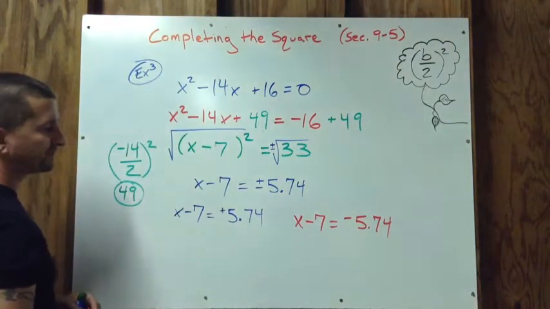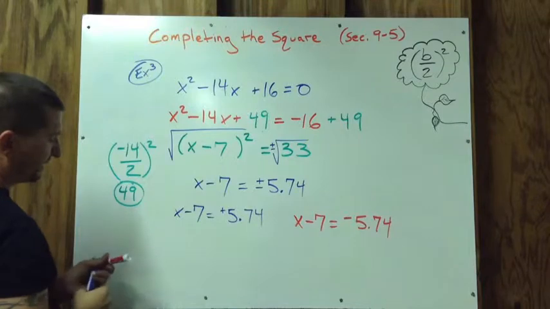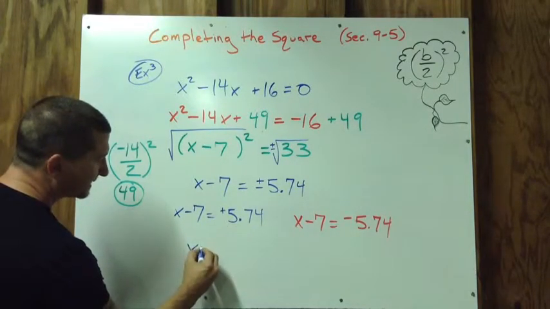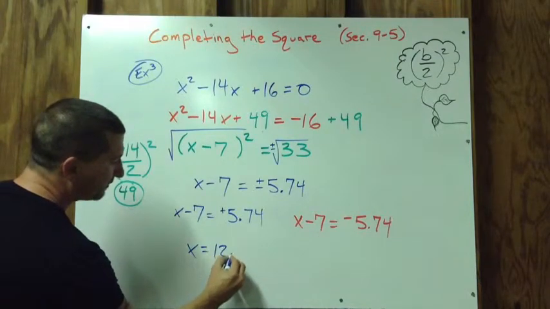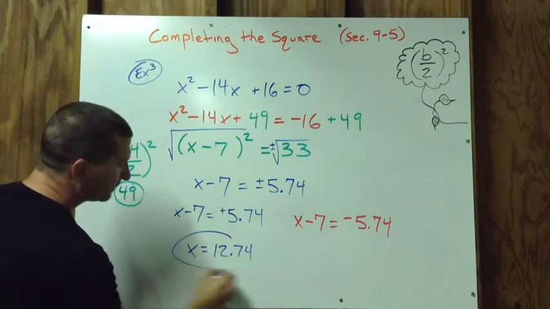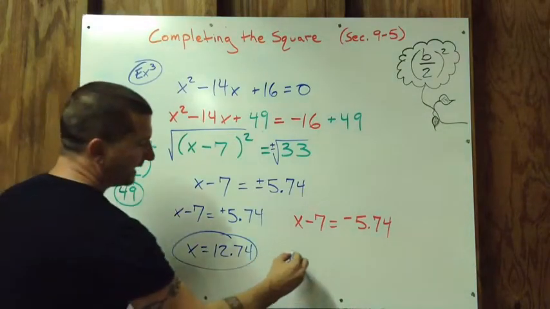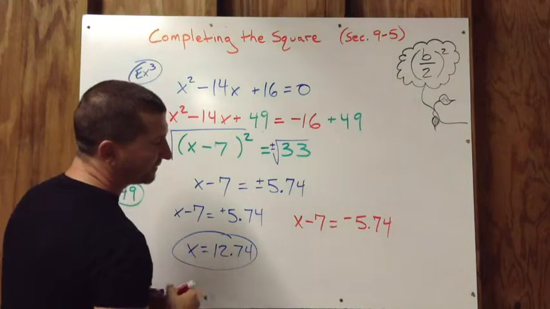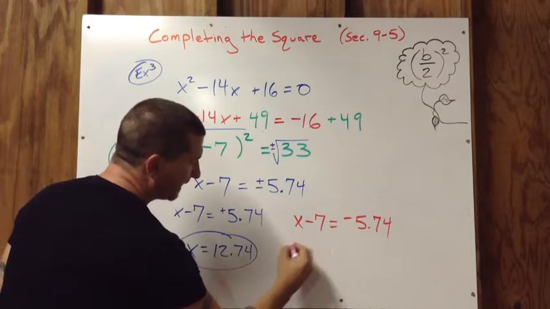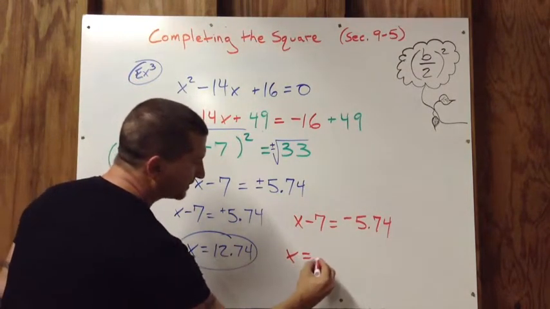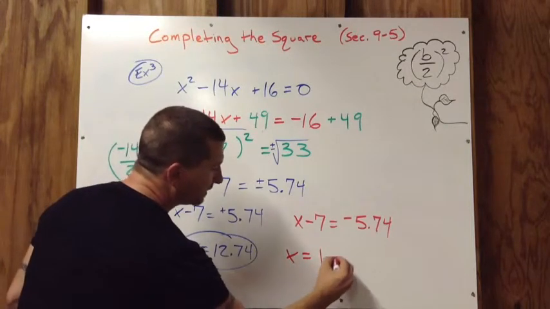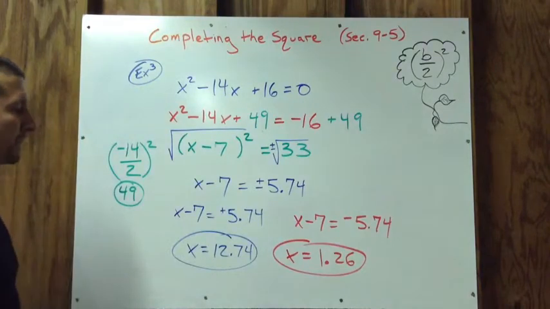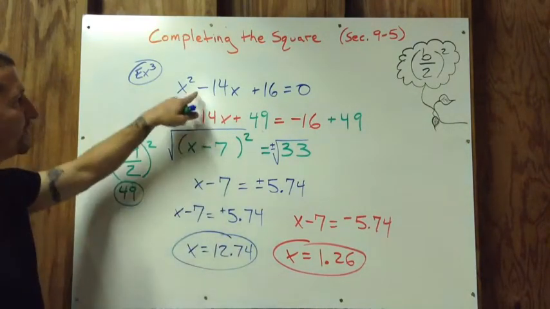5.74. So when we solve these out, we're going to add 7 to both sides here, and one of our answers is x equals 12.74. It's positive. And our second answer, when we add positive 7 over here, will be x equals 1.26. It's also positive. So these are our two answers for this quadratic equation.